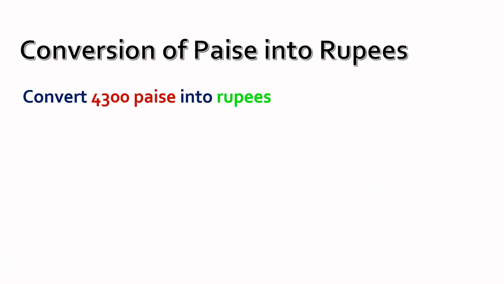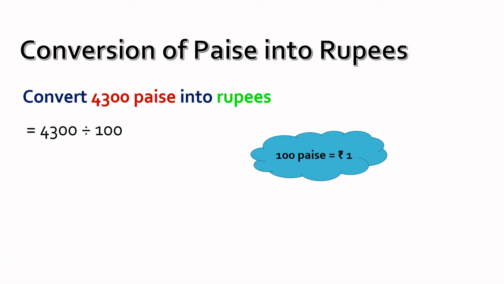Conversion of paise into rupees. Let us take this example. Convert 4300 paise into rupees. Children, as we know, 100 paise is equal to 1 rupee. So to convert 4300 paise into rupees, we will divide it with 100. On dividing, we will get 43 rupees.